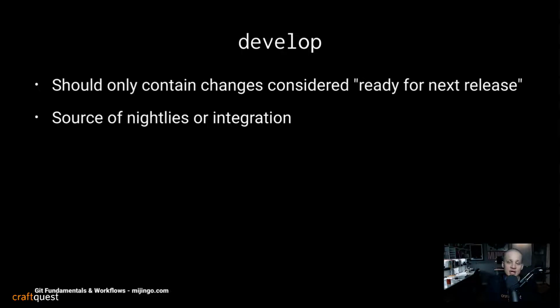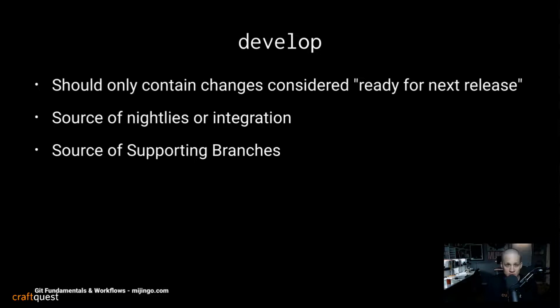The develop branch, if you're doing software development for installable software, can be a source of nightlies or integration releases for testing. And the develop branch is the source of supporting branches. So let's say we want to start a new feature.